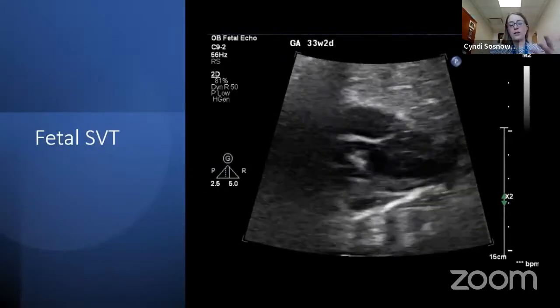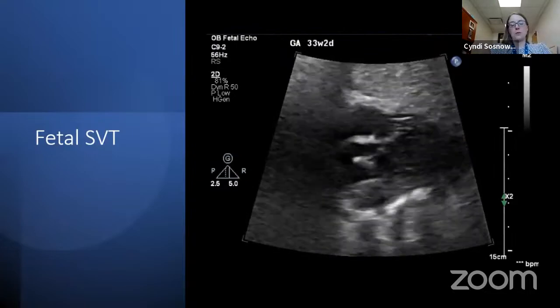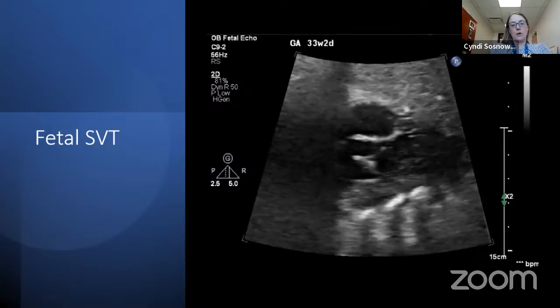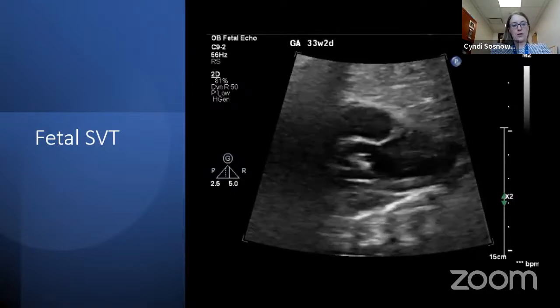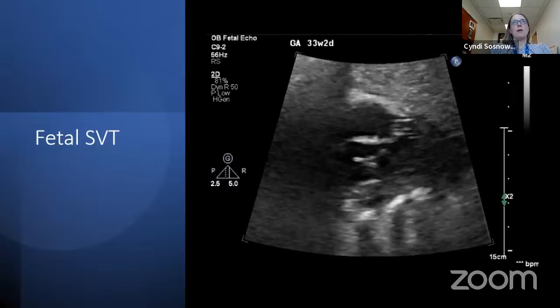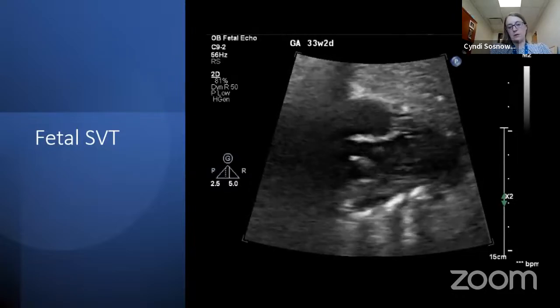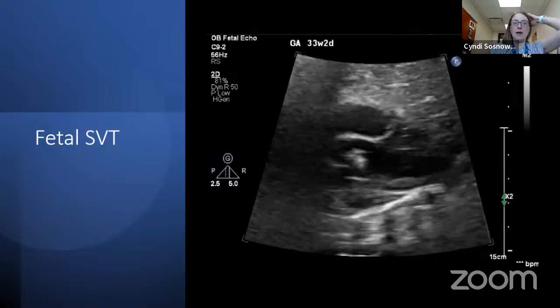So this is a patient. Unfortunately, this is not the best picture. This was a patient at one of the community hospitals I work at. They went to their OB, and the heart rate was noted to be fast. So they sent her to L&D. MFM evaluated her, and with ultrasound, felt they were in SVT. So they called at night for a fetal echo.